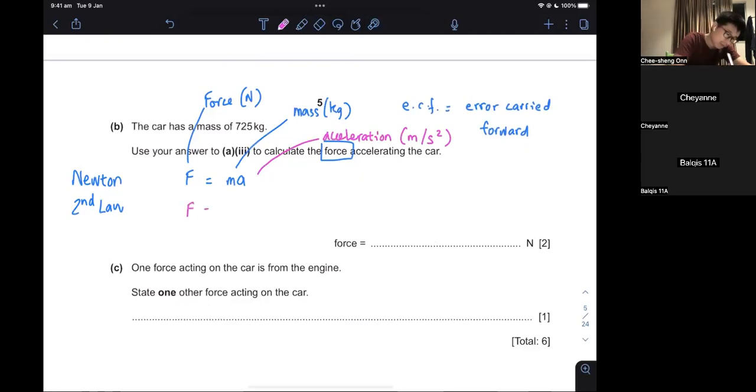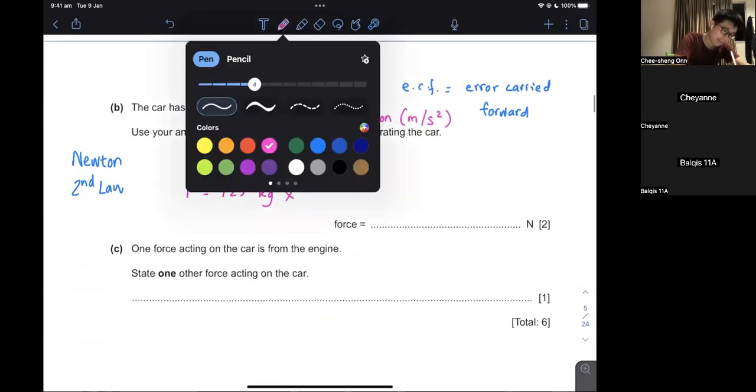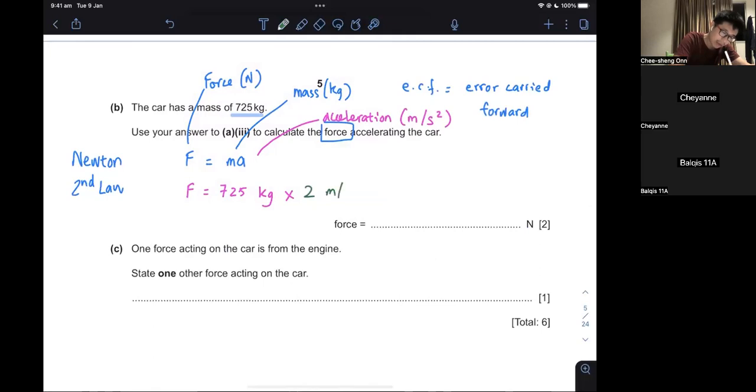So I want the force. Be careful with the units. These are kilograms. So I am okay at 725 kilograms. I purposely write down the unit so that I remember. This is 2 meters per second squared. So they're trying to guide you step by step. If they don't guide you, they will give you 3 marks. Then you have to do it all in one go. Now you just need to press the calculator. 725 times 2 is 1450. Your final answer will be in Newton, because Newton is equal to kilogram times meter per second squared.